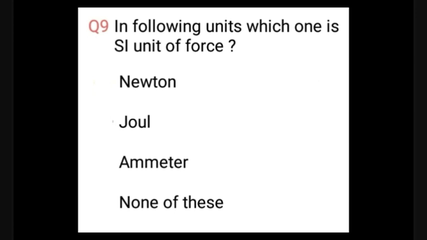Question number 9. In the following units, which one is the SI unit of force? Your time starts now. The correct answer is Newton.